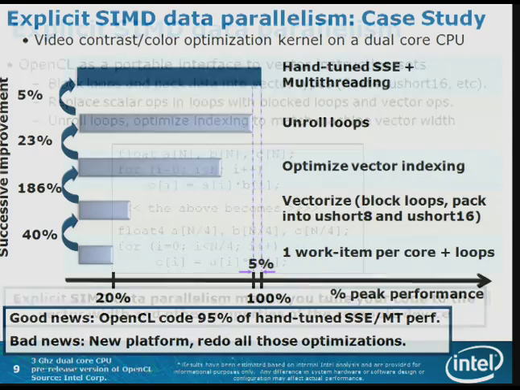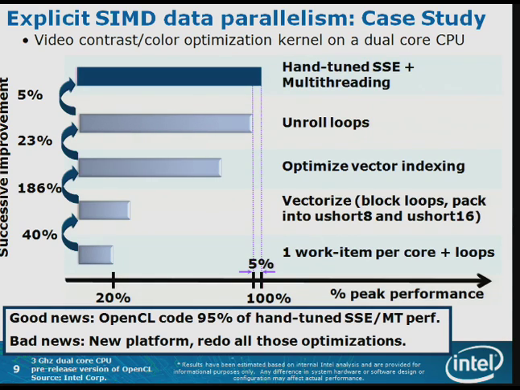This works very well. So here's an example of a study we did with some implementation of OpenCL running on some dual-core system. It was looking at a video contrast color optimization kernel. And we go through a number of steps here. First off, we hand-tuned it and multi-threaded it and got this level of performance. The question we were trying to see is how close to this hand-tuned performance could we get using OpenCL? Because of course, this hand-tuned approach is completely non-portable.